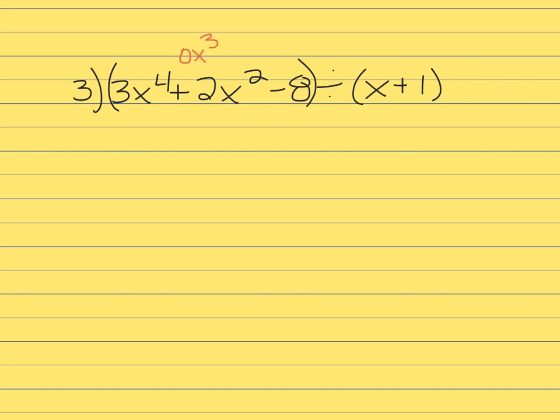That is what I was talking about in the initial steps, where we need to make sure all the terms are present. So we have to put a 0x to the third in there. And then it's x to the fourth, x to the third, x squared. We don't have an x to the first either, so we're going to have to plug in another x to the first there. Our divisor is fine the way it's written. So here's what we have. We have x plus 1, and we are dividing that into 3x to the fourth plus 0x to the third plus 2x squared.